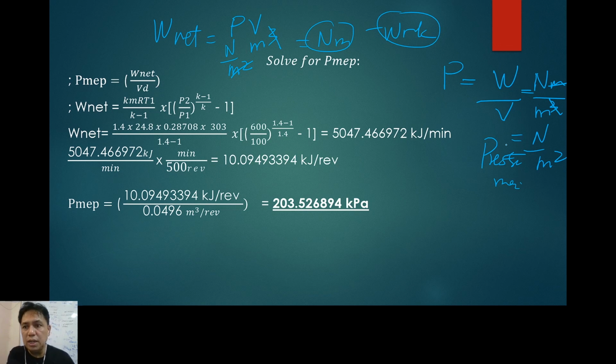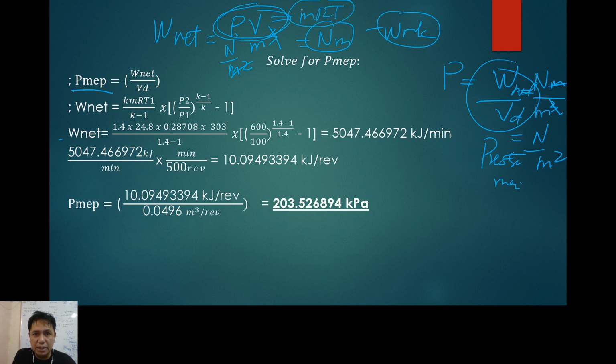Now, what we are discussing is this formula: work net over volume displacement. That is it. So we have to get the work net. What are the variables in the work net? Pressure and volume. You know, in the ideal gas formula, PV equals MRT. So this one is work net, also PV, so work net is PV equals MRT.